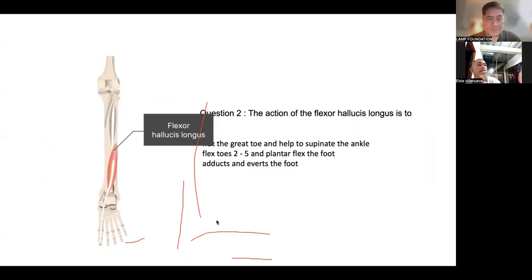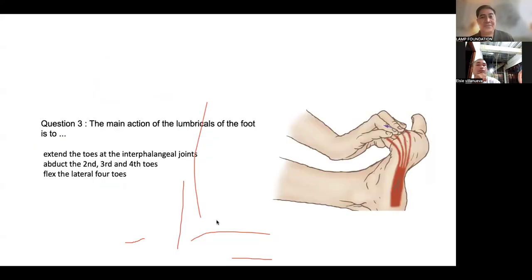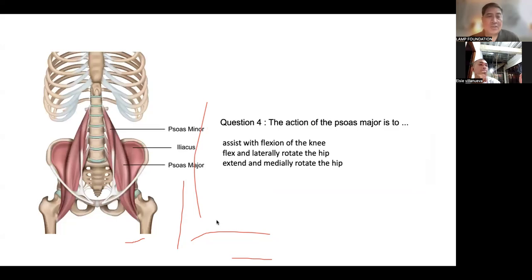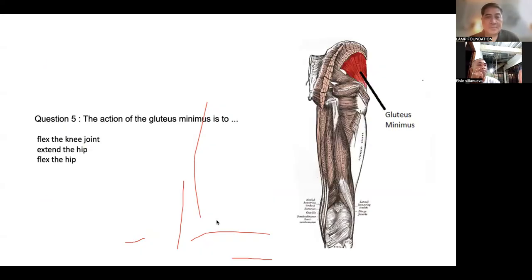Great toe and helps to supinate the ankle. Okay, so this is the counterpart of our flexor pollicis longus, no? Main action of the lumbricals of the foot. Extend the toes and interphalangeal joints. Action of psoas major. Flex the hip and rotate it laterally.